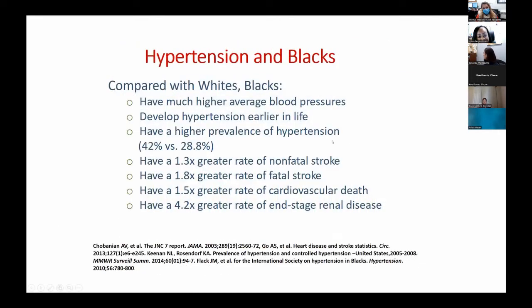But suffice to say that even with being on treatment and awareness, when you have hypertension, Blacks have worse outcomes, higher prevalence, number one, but they'll have more end-stage outcomes, like a higher risk of non-fatal stroke, 1.3 times, 1.8 times greater risk of fatal stroke, 1.5 times greater rate of cardiovascular death, and 4.2 times greater rate of end-stage renal disease. So back to our patient.